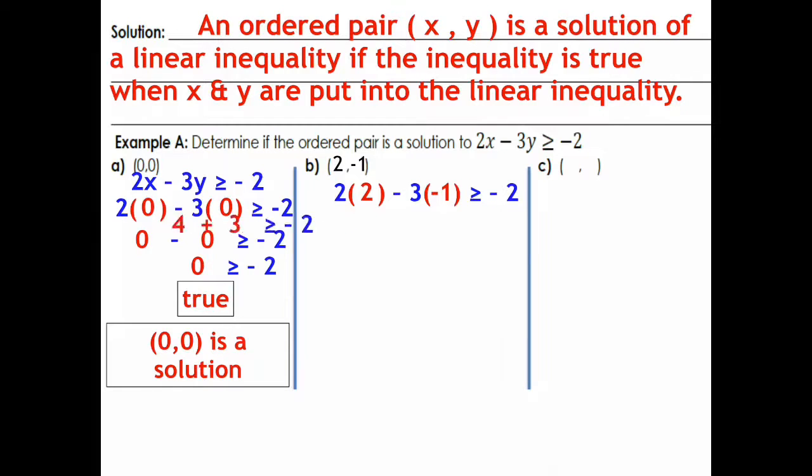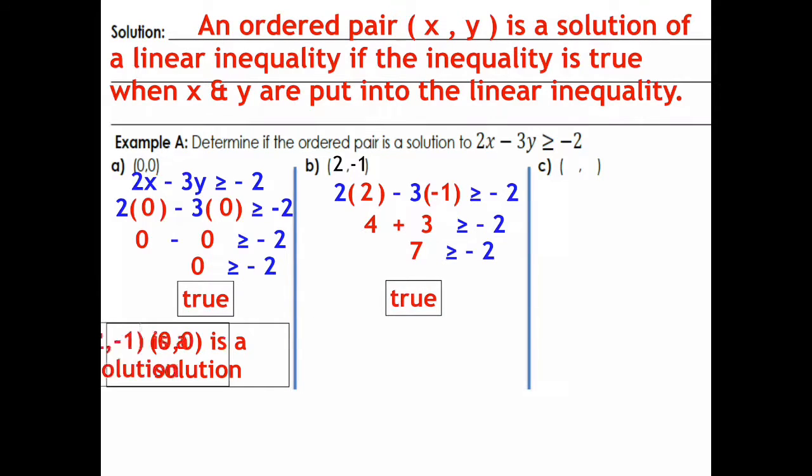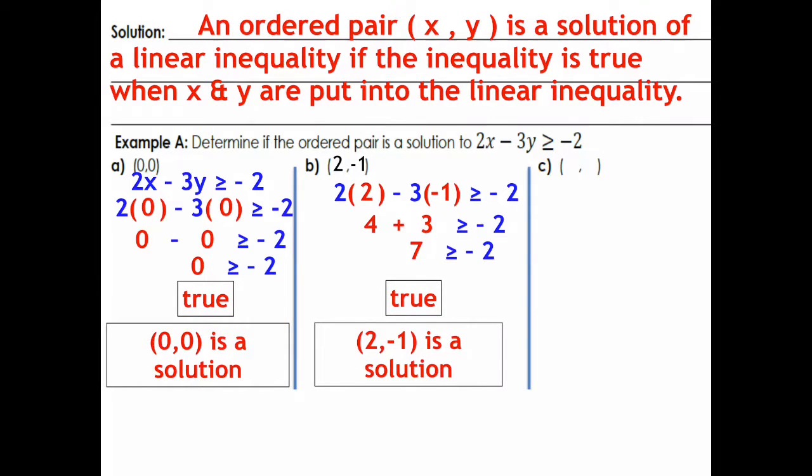All right, so we get 4 minus 3 times negative 1 is just 3. So it's going to be 4 plus 3 is greater or equal to negative 2. That gets you 7 is greater or equal to negative 2. All right, now is this true? Yes, it's true. So that means that the point 2, negative 1 is a solution.